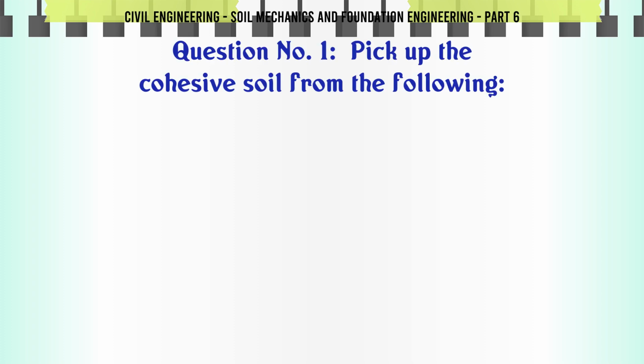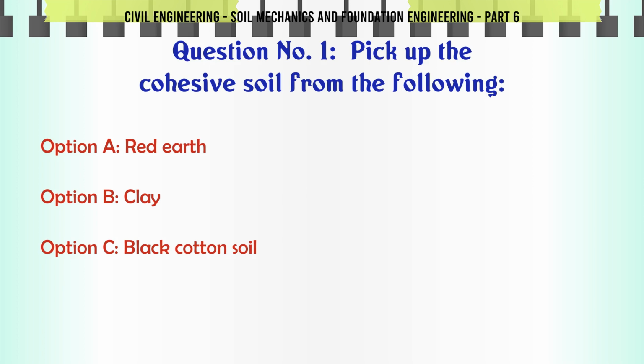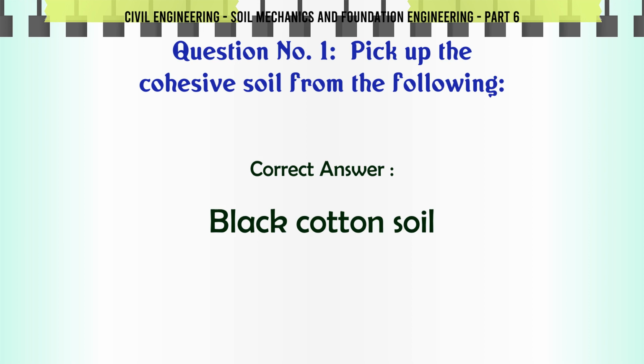Pick up the cohesive soil from the following. A. Red earth. B. Clay. C. Black cotton soil. D. Compacted ground. The correct answer is black cotton soil.